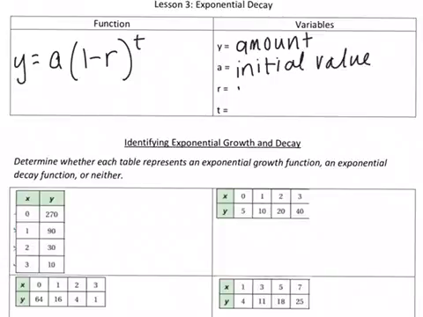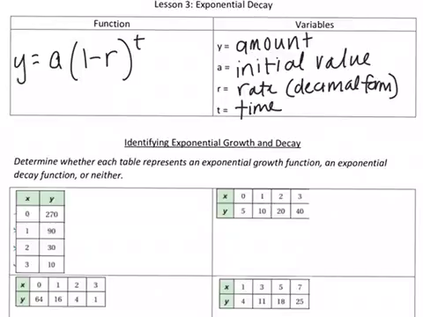R is the rate in decimal form of decay. So if it's 2%, it's going to be 0.02. And then t stands for time. So the same variables and the same meanings as our exponential growth, but it's 1 minus our rate instead of 1 plus.